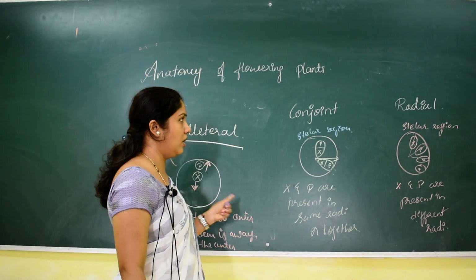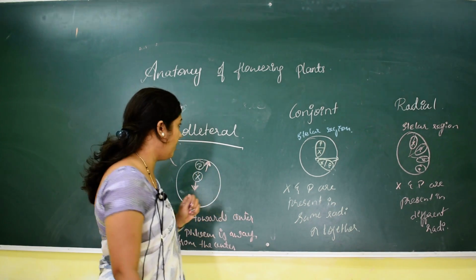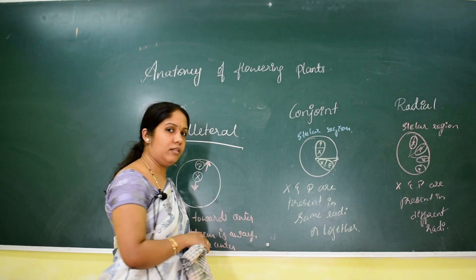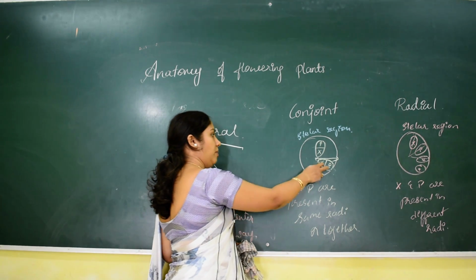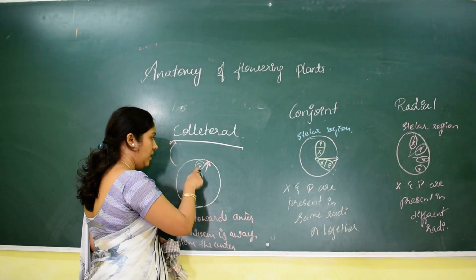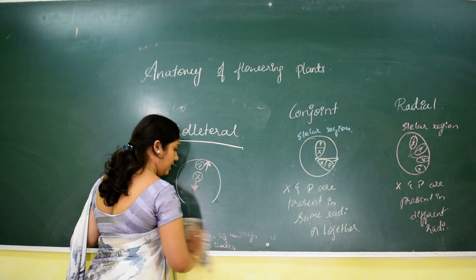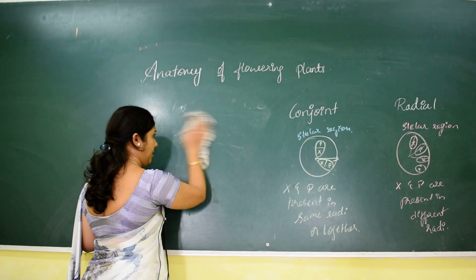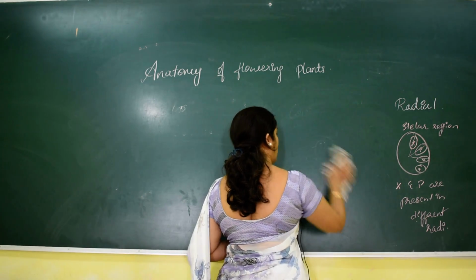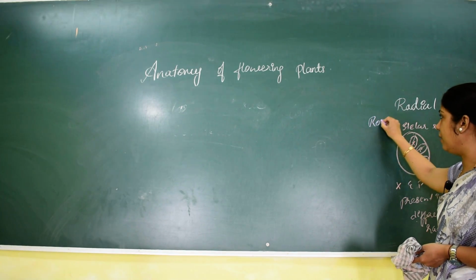So these are the conjoint type of vascular bundle, radial type of vascular bundle, as well as the collateral type of vascular bundle. In the dicot stem we will see conjoint and collateral. Conjoint means the xylem and phloem are present together. Collateral means the xylem is towards the center and the phloem is away from the center. Radial type, remember, is mainly seen in root. Conjoint is mainly seen in stem. The radial is mainly seen in root anatomy.